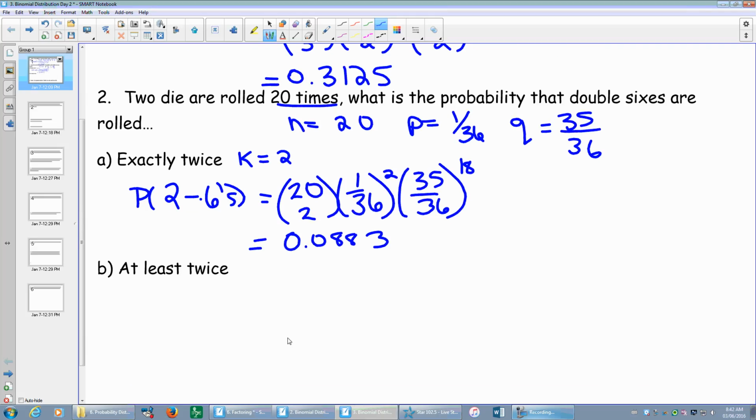At least twice. Scott, what does at least twice mean? Right. If I do at least twice, the direct method would be finding the probability of it 2 times, which we found, plus 3 times, plus 4, 5, 6, 7, 8, 9, 10, 11, all the way up to 20. That is not an efficient method. So this is when we would use the indirect method. So the probability of at least twice.